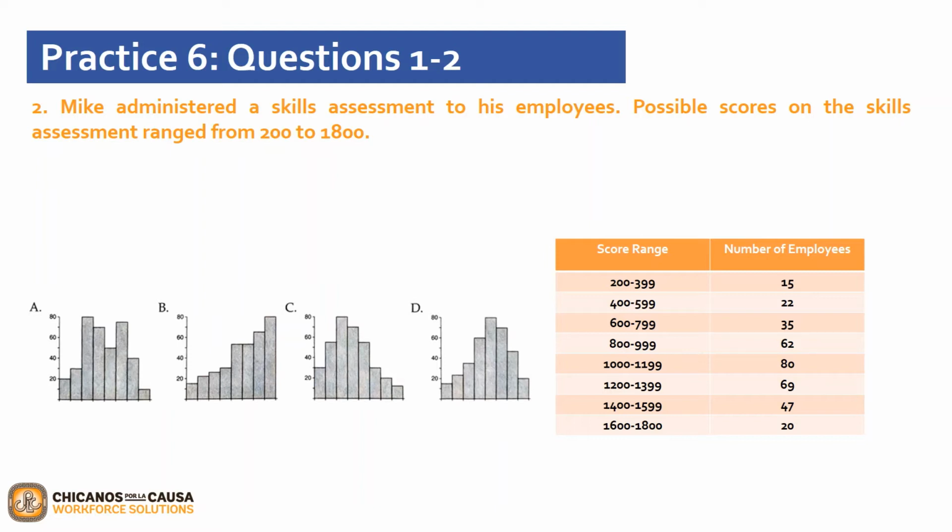If we count to the fourth bar, we can see that it does in fact go up to about 62. If I look at the next bar, it goes up to 80, which matches the number of employees in that next row of information. If I were to keep going, it does in fact keep lining up. So at this point, we can determine that our correct answer for this question is option D.